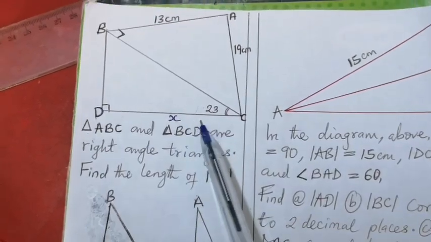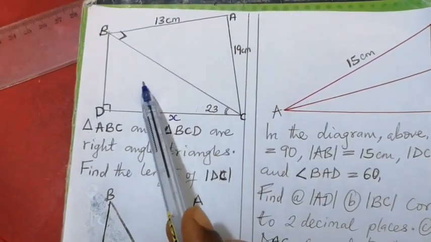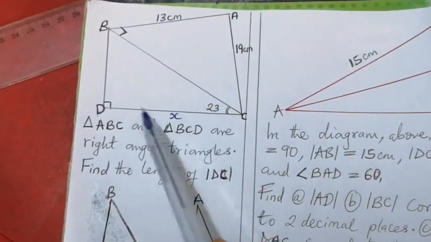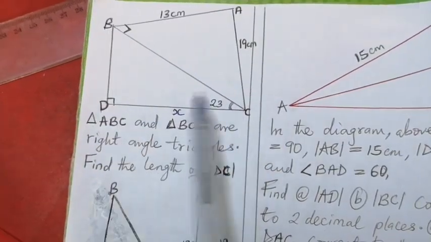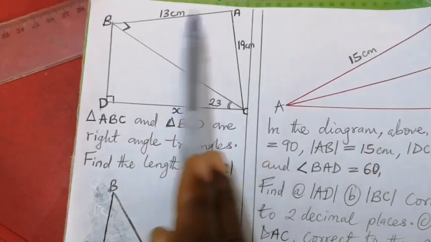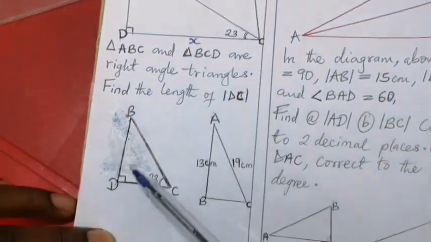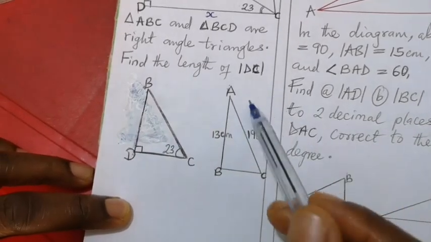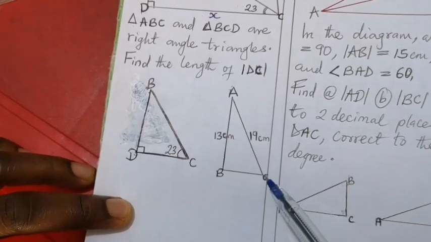Okay, now for us to find this X, we have to draw out these triangles from this diagram, because in this diagram we have two triangles, which is BCD and ABC. Okay, so that is what I have done here. So this is triangle BCD and triangle ABC.